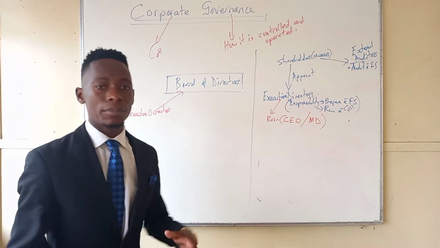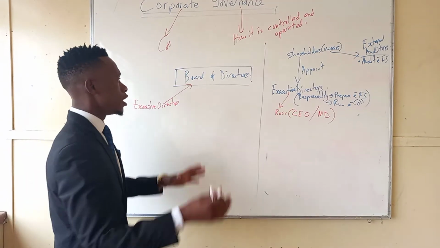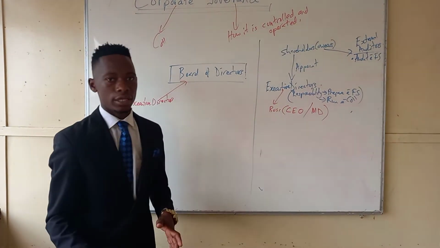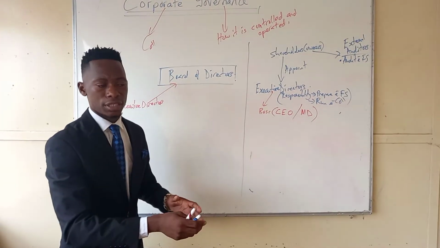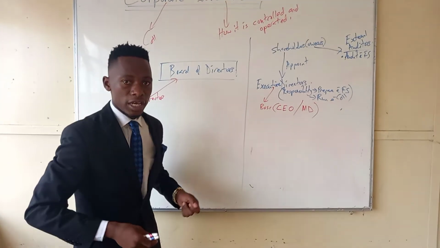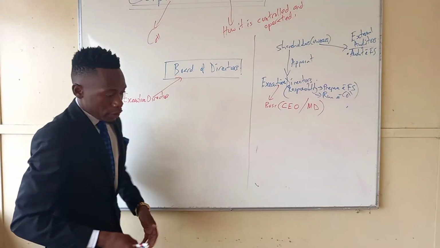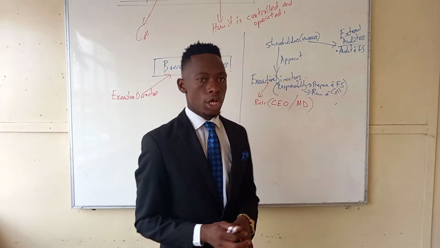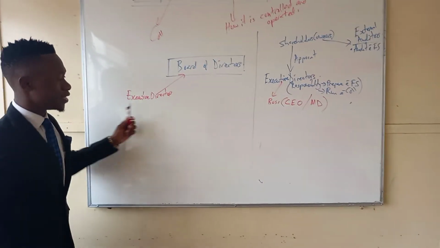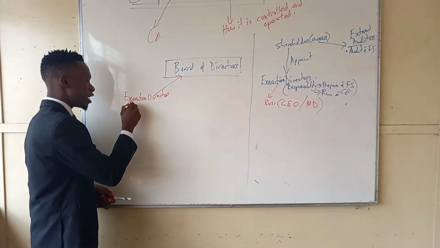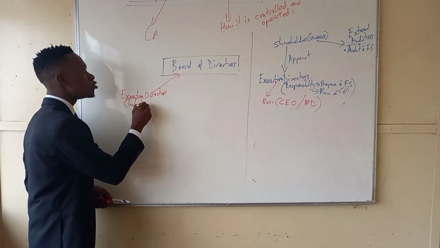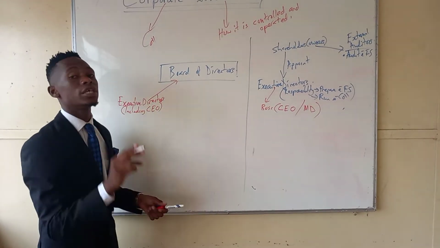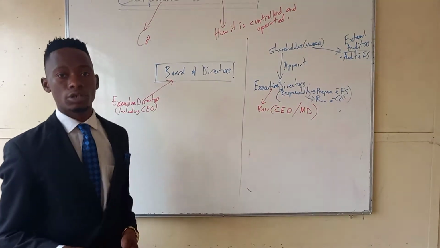Because when you are running the company, you don't just run a company. The first thing is they have to agree. They have to contribute strategies. Then after, these executives will then go back and run the company. So in the board of directors, there are executive directors, including the CEO.